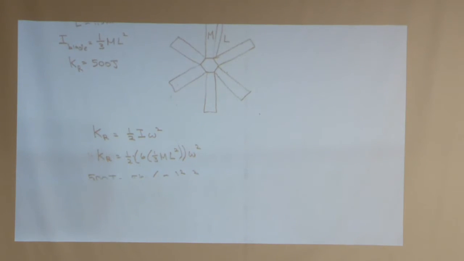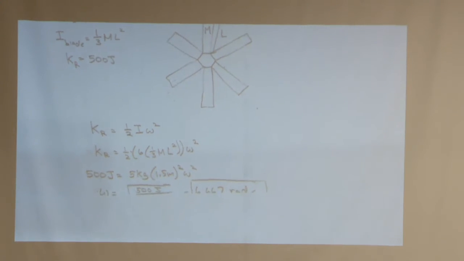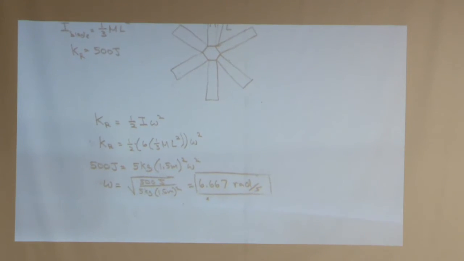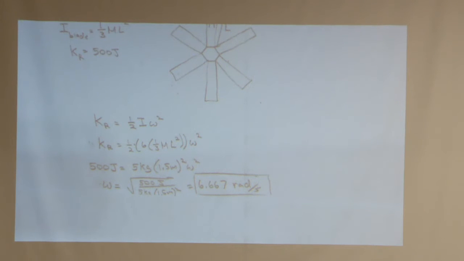And then from there, it's plug and chug. And you get omega equals 6.667 radians per second. All right. Are there any questions on this? All right. So we're going to get into some more fun stuff because we're moving into torque.